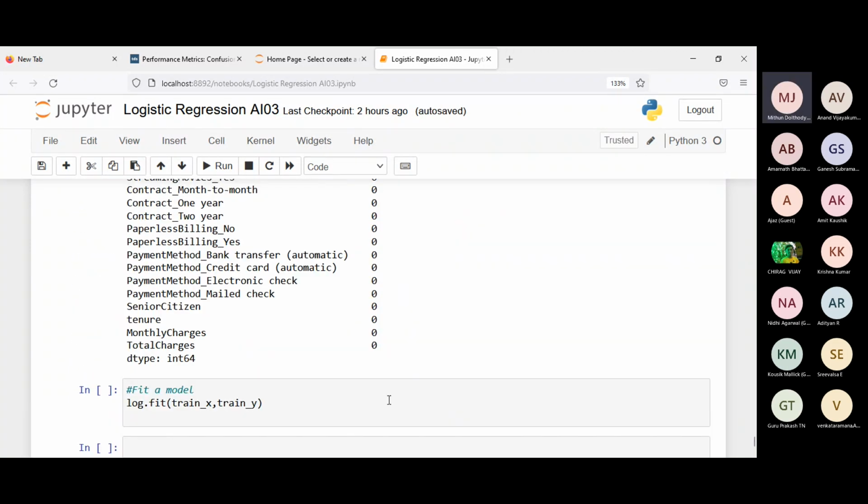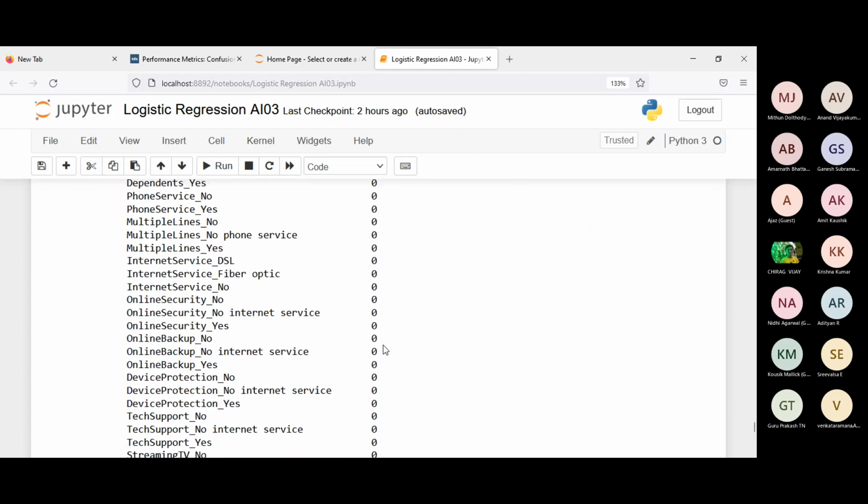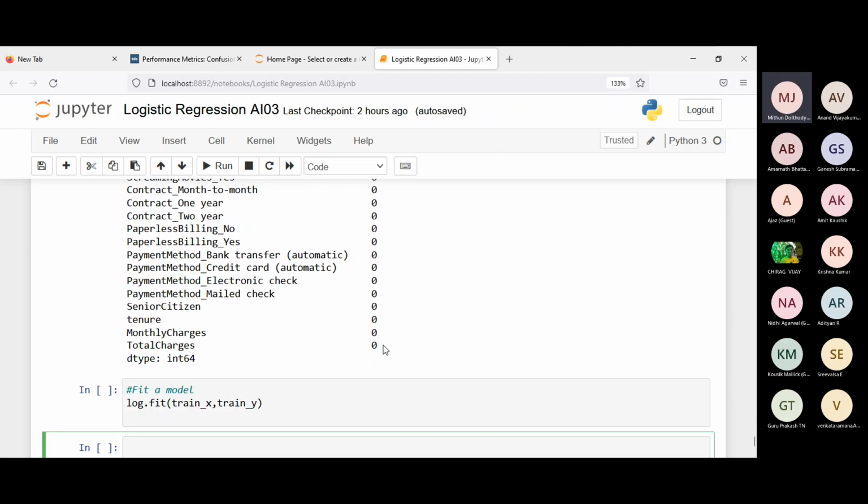I'll wait for you for a couple of minutes so that you can catch up, guys. Every column should be 0 here. Please make sure that everything is 0. Aditya, 0. What happened? Same issue. Zero, everything is 0.